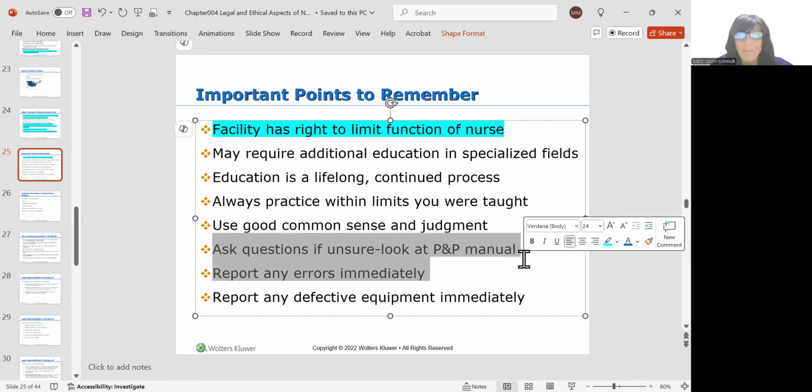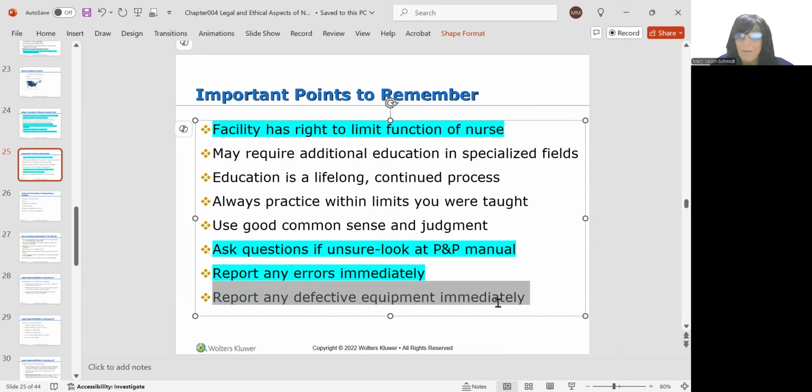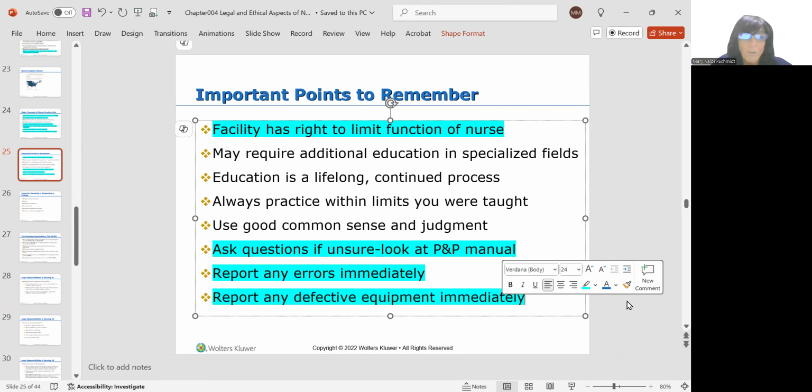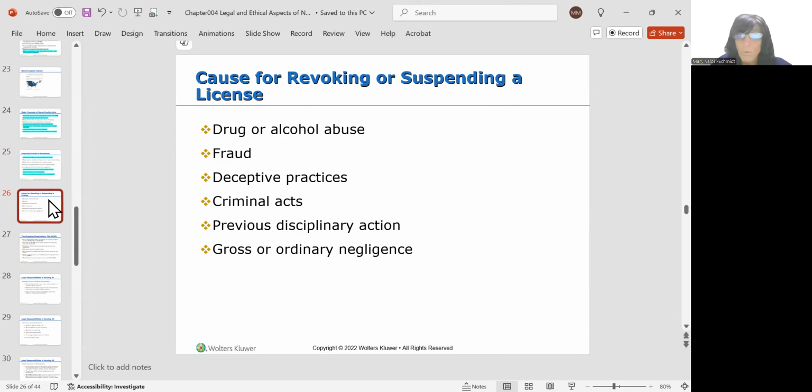Anytime there's an error, it has to be reported immediately. And anytime there's any defective equipment, you report that to your superior too. You do not want anybody to get hurt, including you. Okay. So I hear nurses say, my license, my license. Why would your license get revoked or suspended?